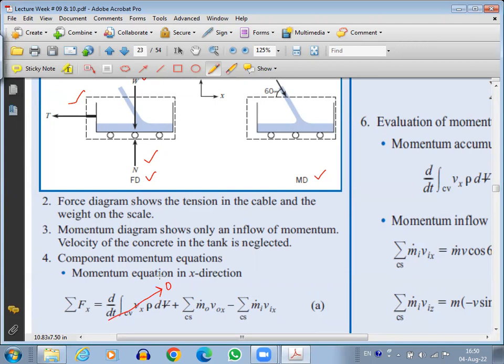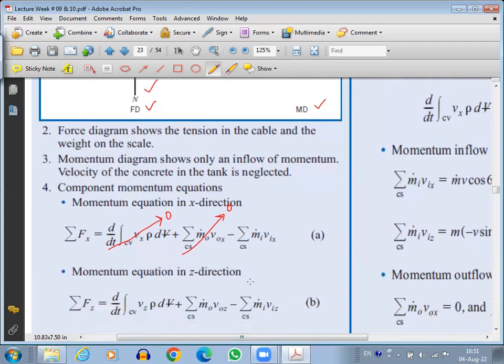Because the dimensions of the cart are not changing, our control volume is not changing, and we have steady flow. It was mentioned in the question that the flow is steady. So obviously, because of these reasons, we will have momentum accumulation zero. Do we have any fluid going out of the control volume? No, we have just fluid coming into the control volume. So there is no outflow in the x direction, so this will also be zero. But we will have a component of the fluid coming into the control volume in the x direction, so this term will not be zero.